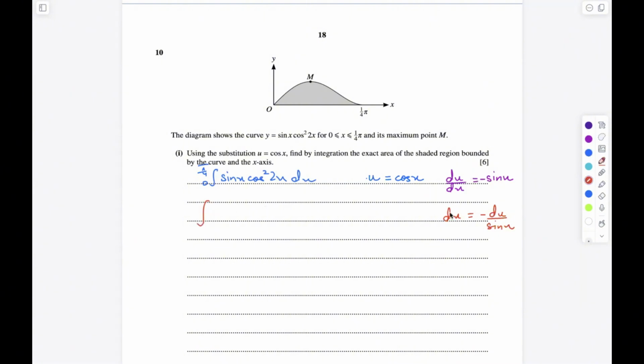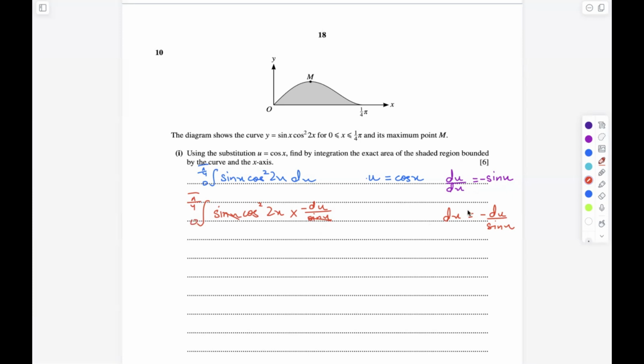The first thing to remember when doing substitution is to make the substitution in place of dx first. So this will become sin x cos squared 2x, times minus du upon sin x. Sin x and sin x will cancel out, leaving the integral with limits pi upon 4 and 0.